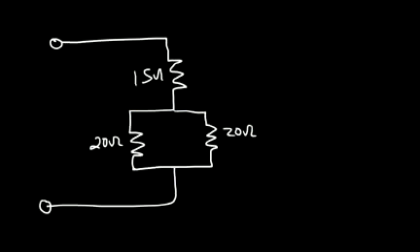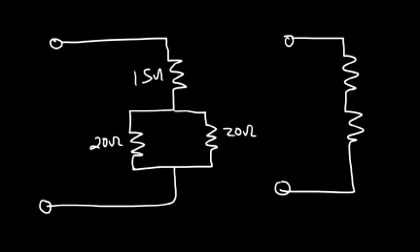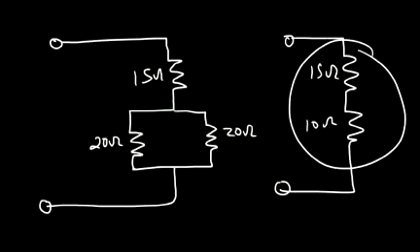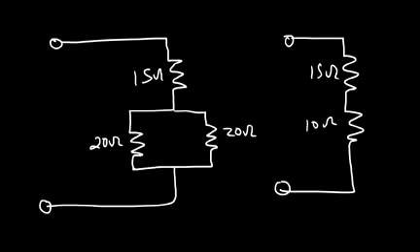So when we redraw the circuit, it becomes 15 ohm for the above one, and for the below one, it becomes 20, 20. Half of it becomes 10 ohm. So we just have to add both because it becomes a series circuit now. So the equivalent resistance is simply 15 plus 10. It becomes 25 ohm.